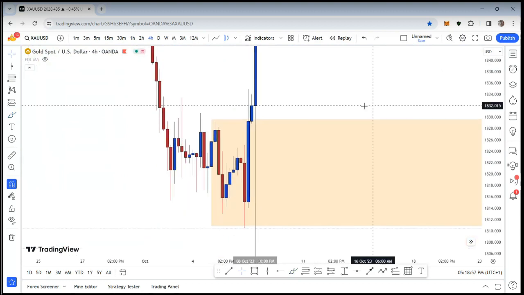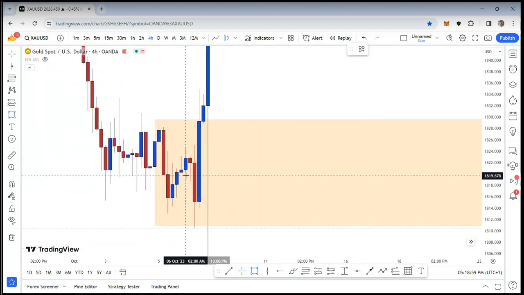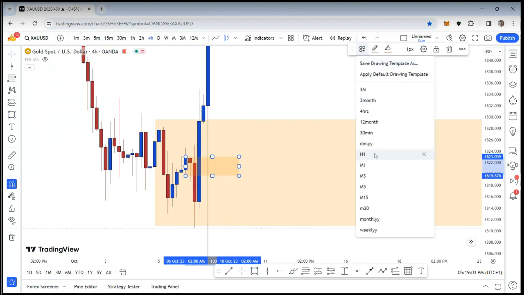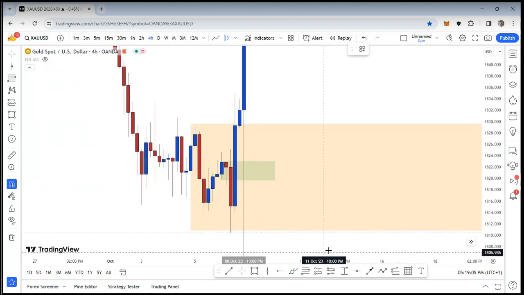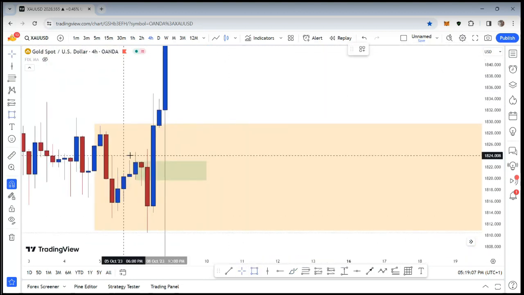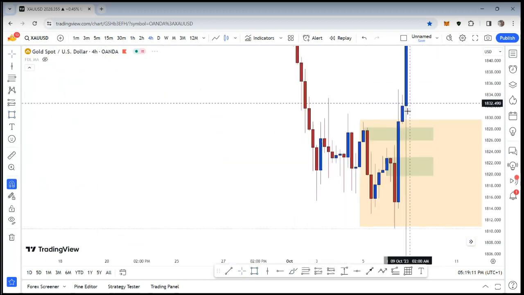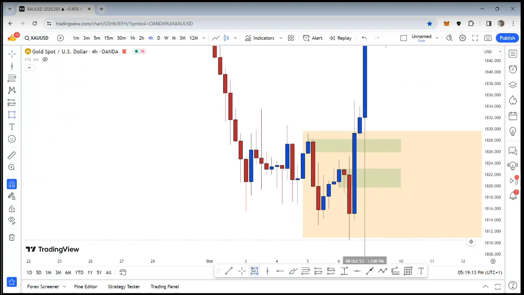So apparently we had a 4 hours change of storyline. That is why price was buying massively. Now, note this. Now, guys, look at this.